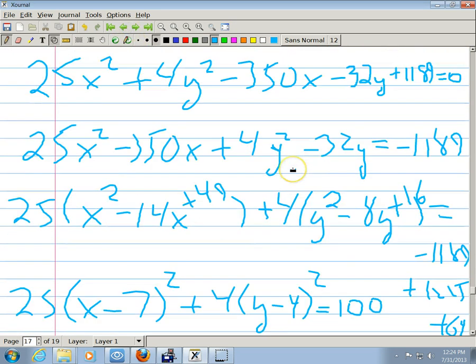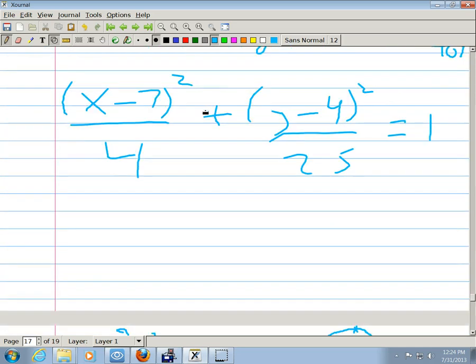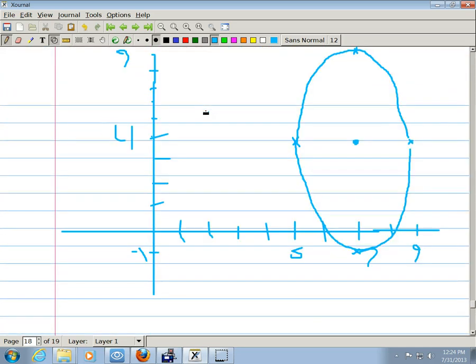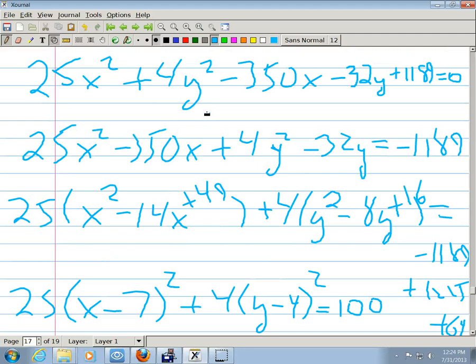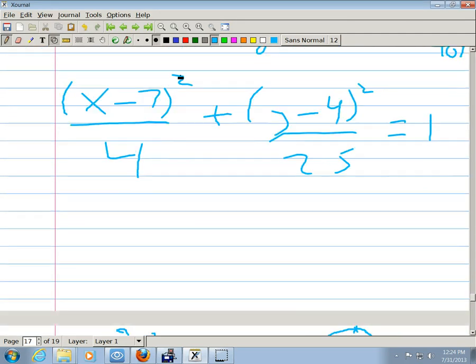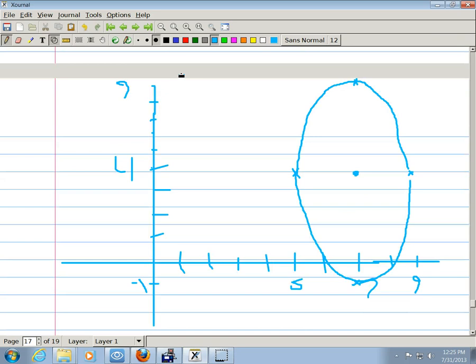Are you okay with this progression? Given this, you get this, and you graph that. Can you do that? This is what you need to know how to do. Given that, can you get that, and can you graph that? Is that okay? That's it. That's all you need to know.